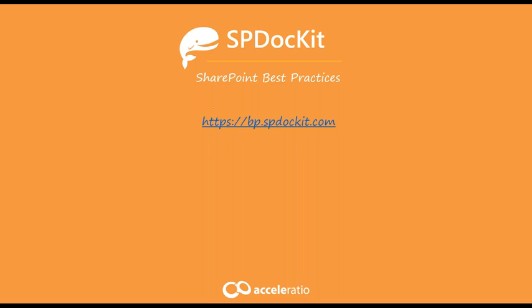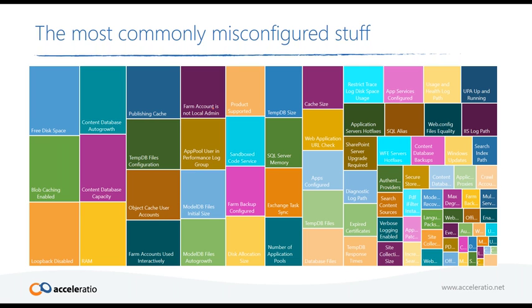Almost everything that I mentioned today is available at our portal, bp.sbdoki.com. Here we explain all the common mistakes people make and how they fix them. So if you are interested to learn more, just go to this web address. There are a lot of best practices there. As I said, we did the analysis of what people typically have misconfigured, and these are some of the best practices that are typically failing.